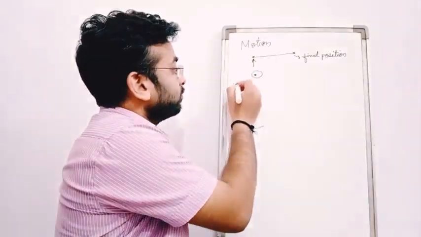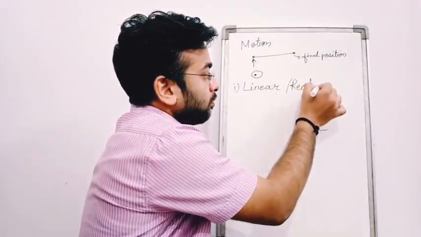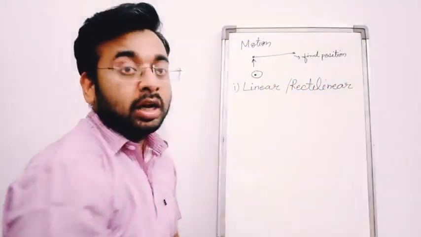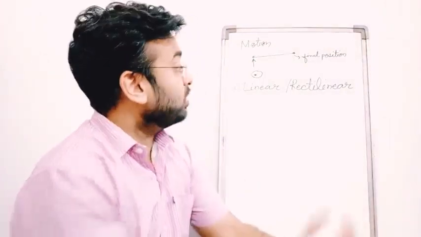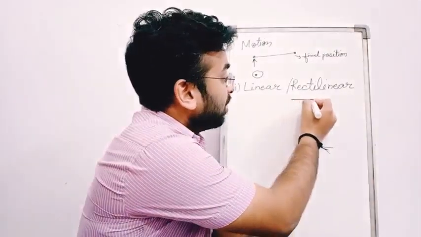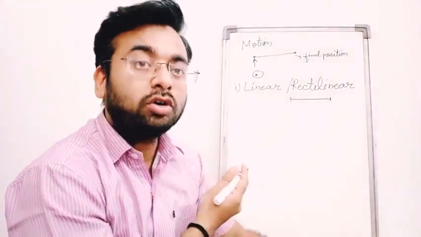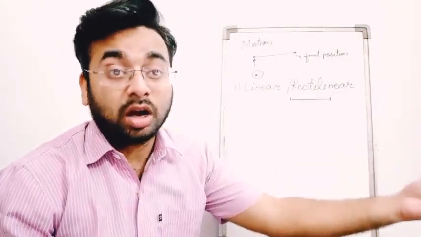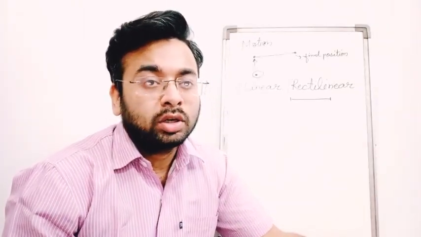Now, types of motion. There are certain types of motions. They are linear or rectilinear, that means straight line motion. Linear motion is a straight line. When an object travels in a straight path, then it is termed as rectilinear or straight line motion. For example, a car travels on a straight highway, then we can say it's a rectilinear motion, right?